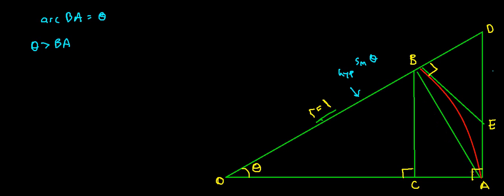Now BA is greater than BC, because this is a right angle, this is a right angle as well, and that would make this the hypotenuse. Now the hypotenuse is the side that is opposite the greatest angle of a triangle, and that would make it the longest side. So BA has to be bigger than BC if it's part of this triangle.